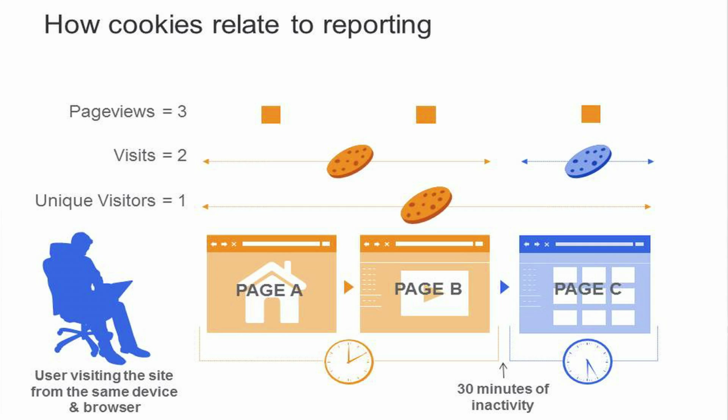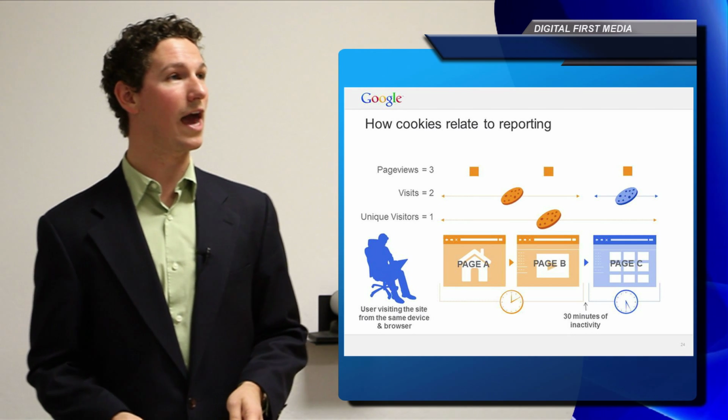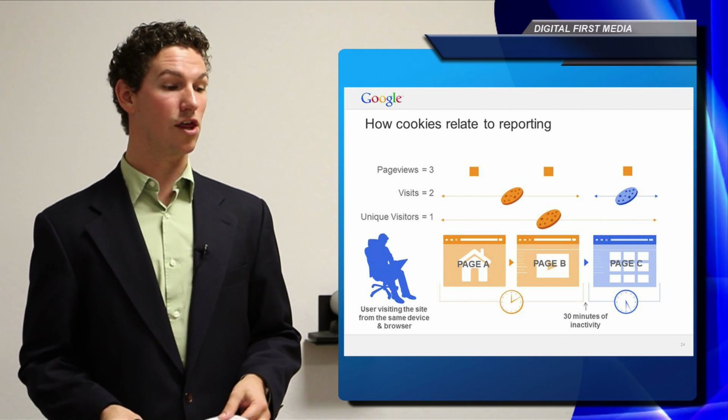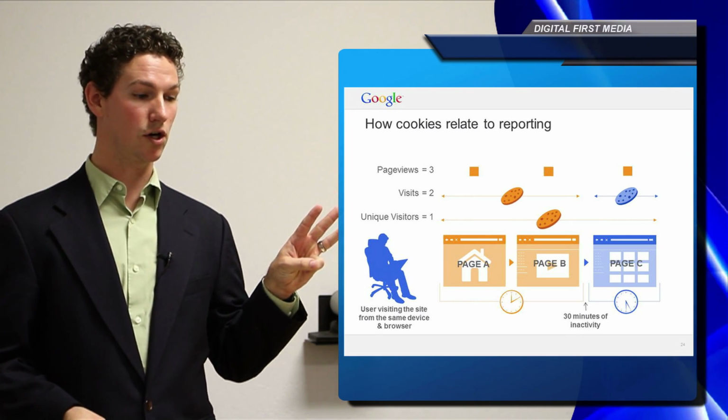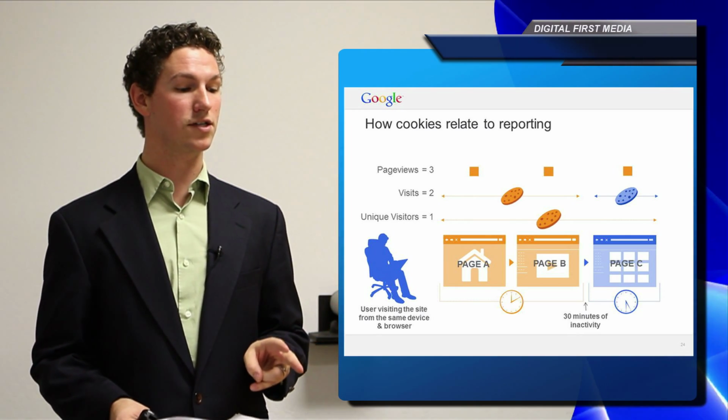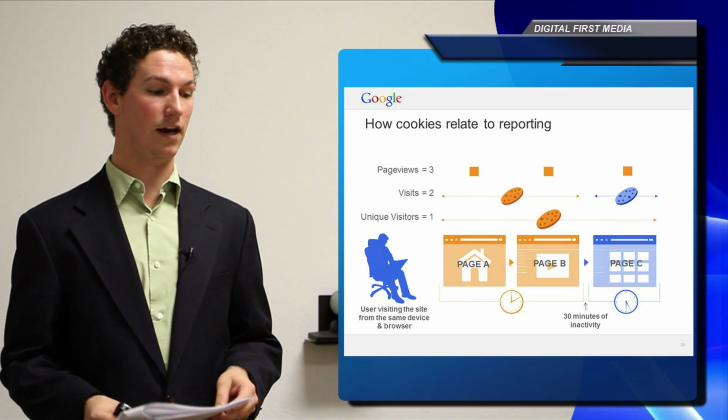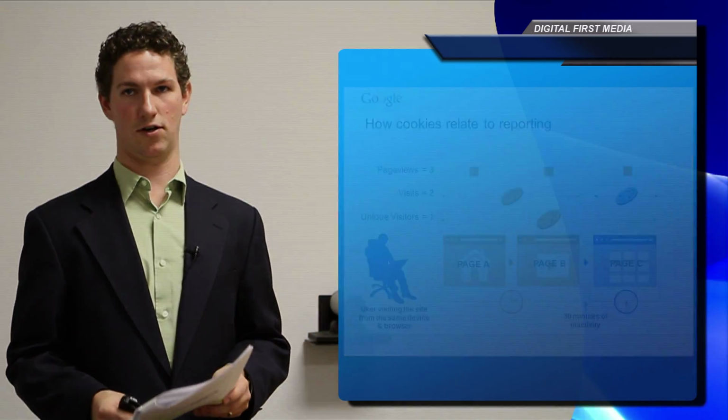For example, we see that this user came on a website to page A, they moved to page B, they had a 30-minute delay of inactivity before visiting page C. Google Analytics would view this as 3 separate page views, 2 visits because the user had 30 minutes of inactivity, but it was 1 unique visitor.